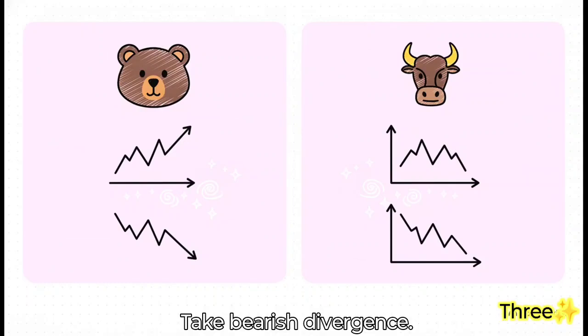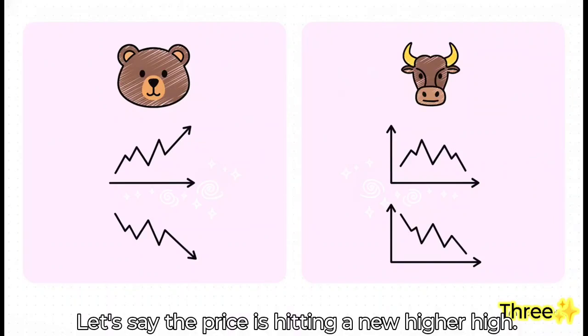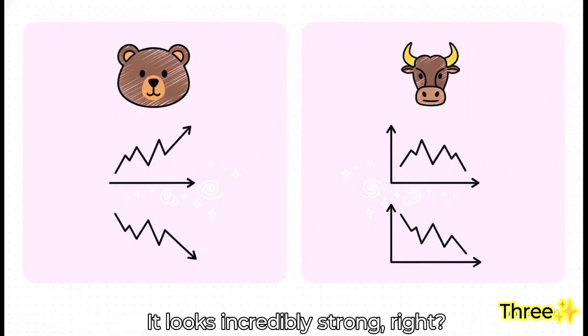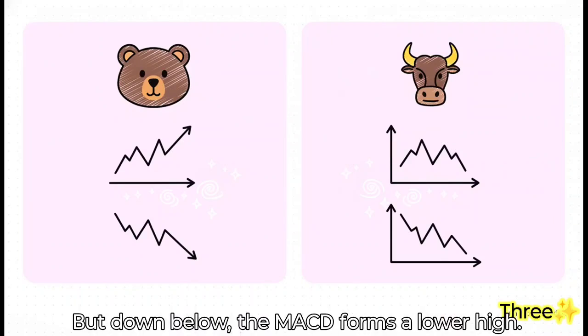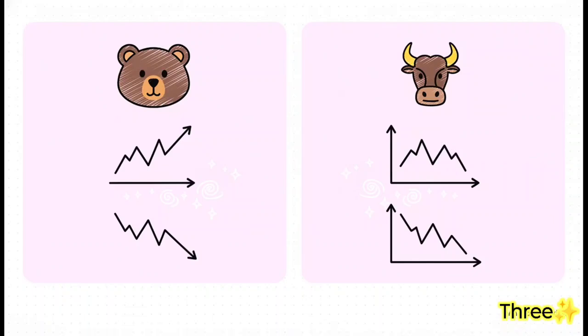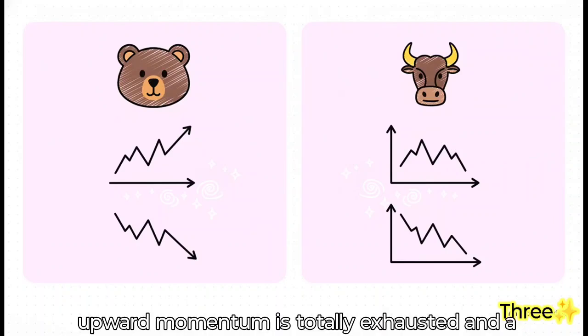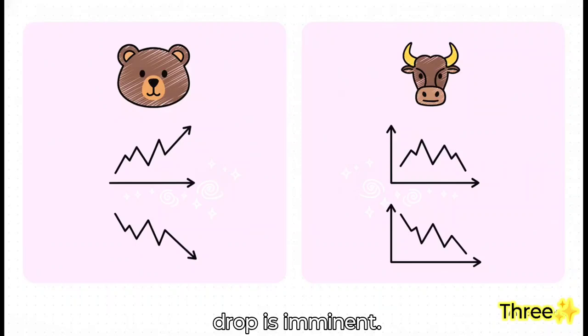Take bearish divergence. Let's say the price is hitting a new higher high. It looks incredibly strong, right? But down below, the MACD forms a lower high. That indicator is screaming at you that the upward momentum is totally exhausted and a drop is imminent.